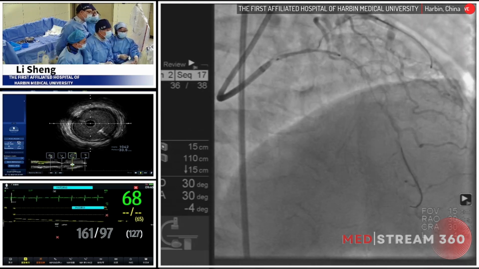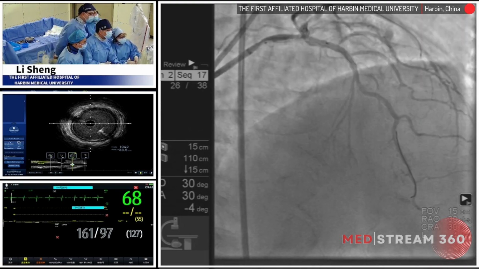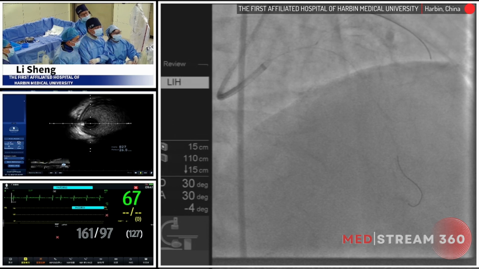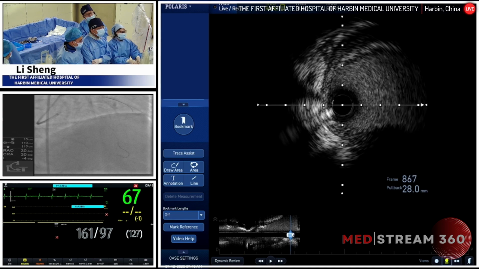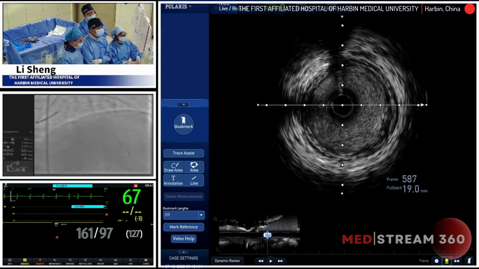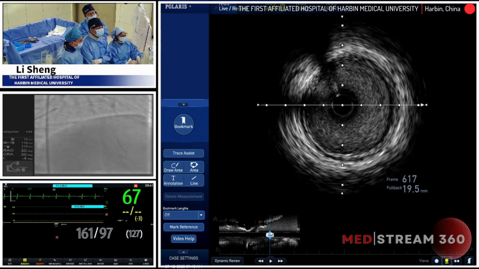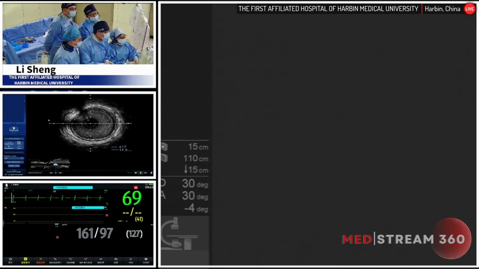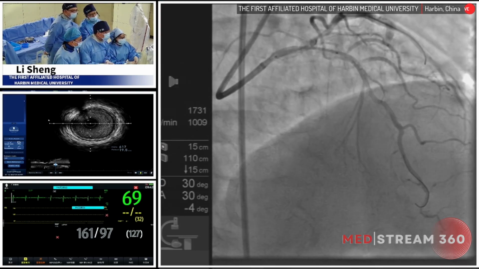Andrew, do we need to put the stent to the ostium? No. So we have to make sure whether or not the ostium of the left main should be covered. Yeah, so recheck the angio. Yes, I think the lumen is big enough. Okay, I think you can put the stent a little bit further. Okay, Andrew, it's good.